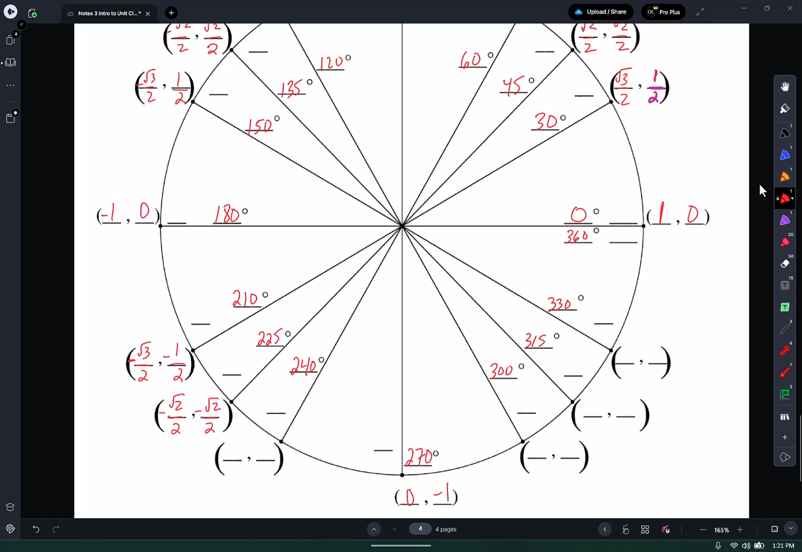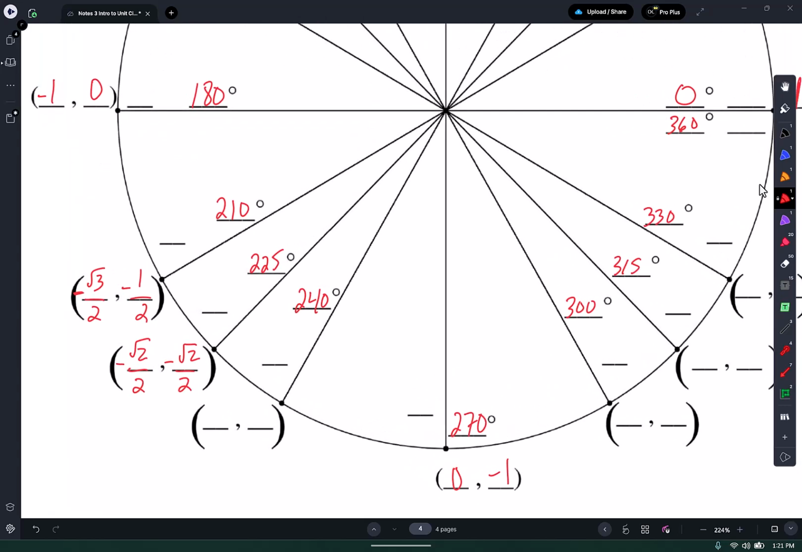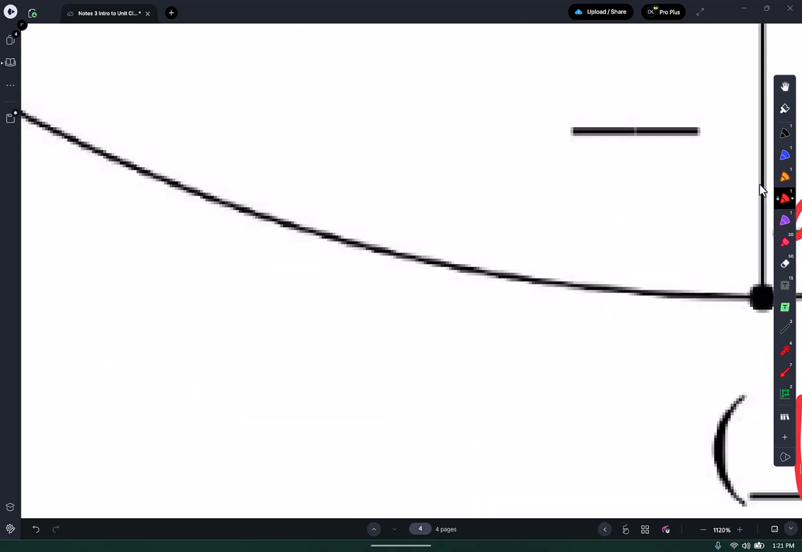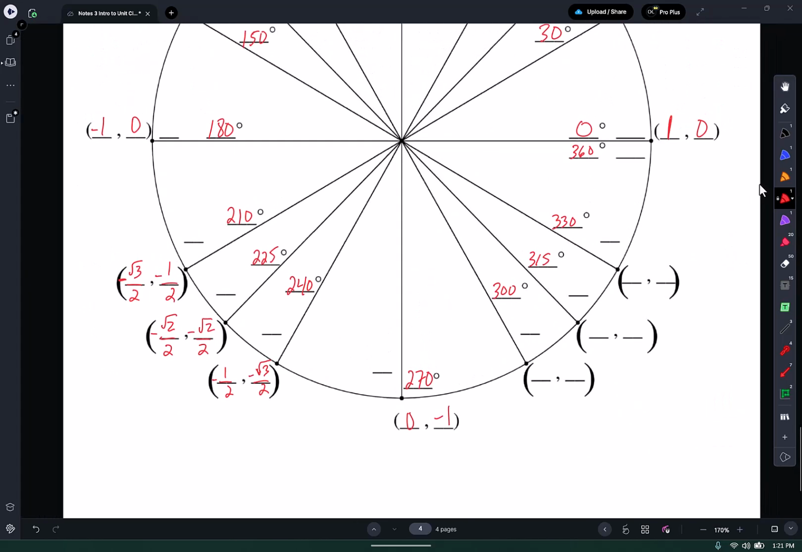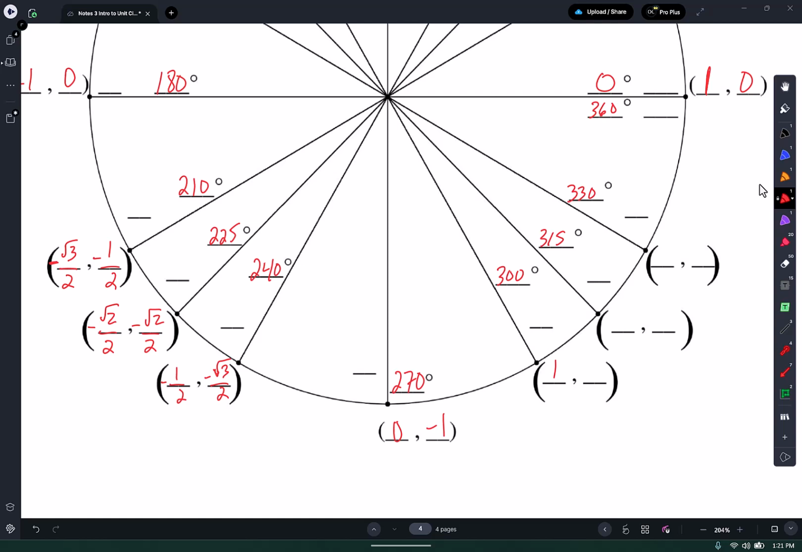And the same thing. At 240, what do I write? Yep. All right. And in the fourth quadrant, the x is now positive and the y is negative. So what do I write for the x coordinate here? 1/2. And then for the y? Perfect. What about the x and y coordinate at 315 degrees? Perfect. What about at 330 degrees? There you go. See, that's not so bad.